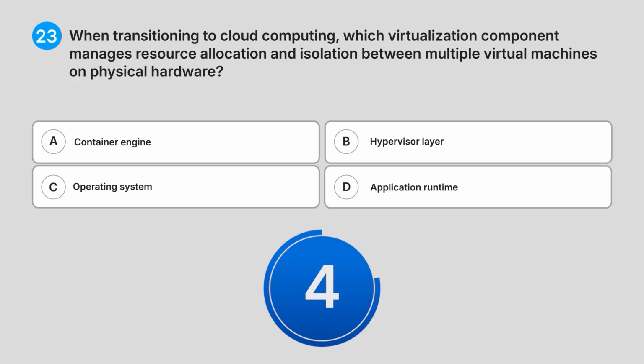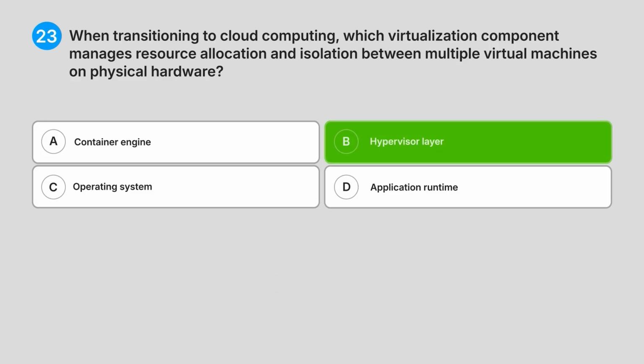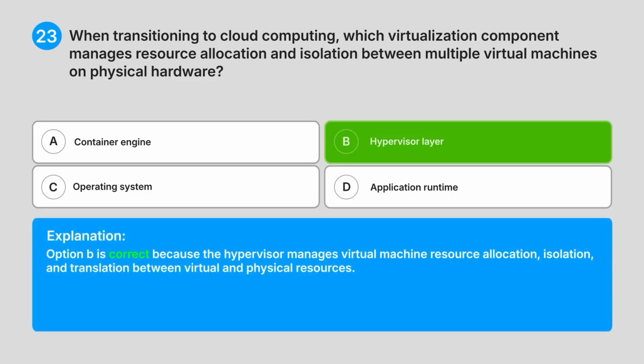Can you guess the answer? Correct answer, B. Hypervisor layer. Explanation: option B is correct because the hypervisor manages virtual machine resource allocation, isolation, and translation between virtual and physical resources.